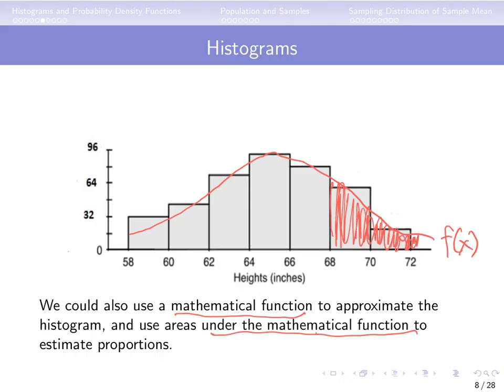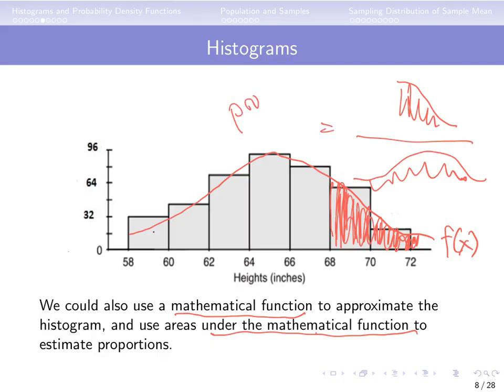So this shaded area divided by the entire shaded area under the curve. I could find the proportion as that little bit that I shaded divided by the area under the whole curve, and that would give me the proportion that are at least 68 inches tall.